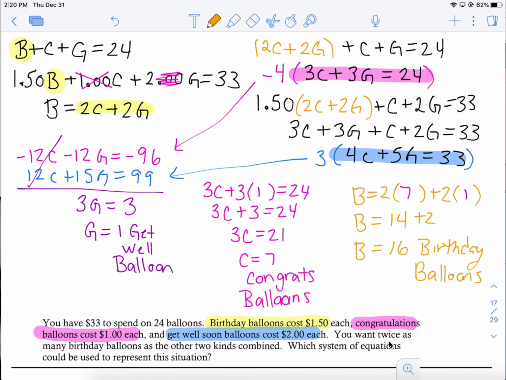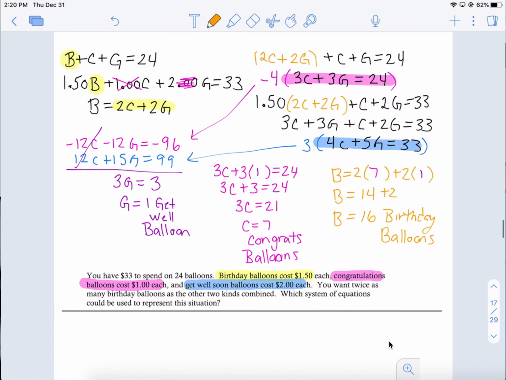Now, since this is a real world problem, I do not need to write it out like 16, 7, 1. It is a real world problem, so you are fine as long as you have your units. If you want to pause for just a second, go ahead and copy that down. We're going to do one more problem, but the next problem doesn't ask us to solve, so no worries.